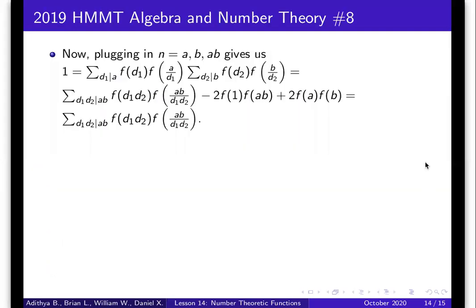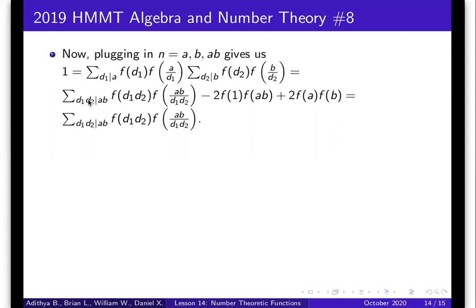And what happens now is if we plug in the things that we set out to plug in, then f of d1 and f of d2 will combine into f of d1 d2, and f of a over d1 and f of b over d2 will combine into f of ab over d1 d2, with the exceptions of when d1 equals 1 or a and d2 equals 1 or b, because we have not shown whether f of a f of b equals f of ab yet, right? So that's what that term at the end corrects for. But we know that by induction, everything else is the same.